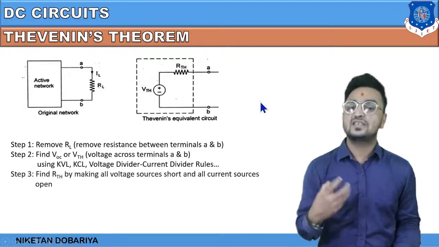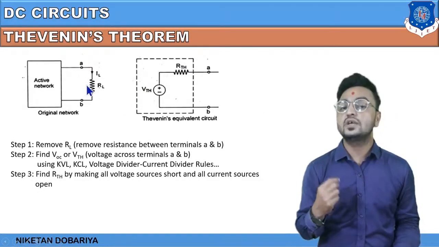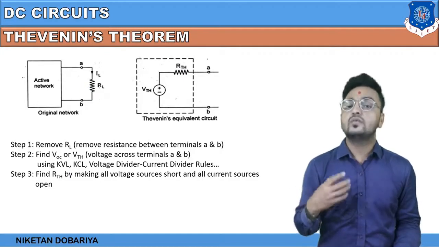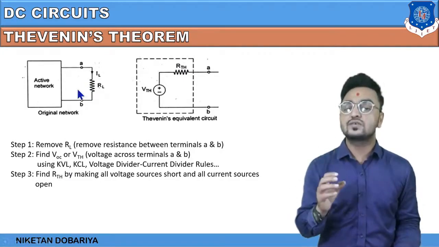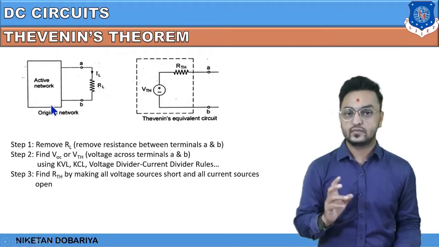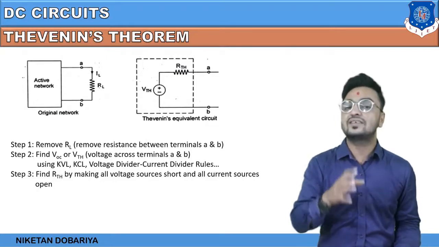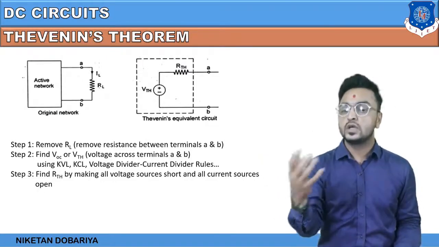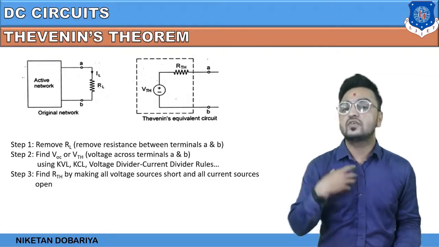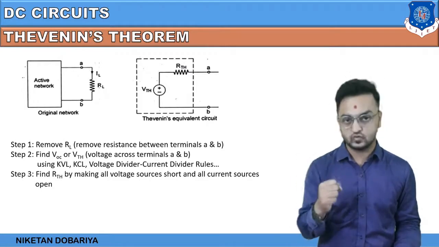Now in our next step, again we will consider A and B as open terminals, but now we will remove all sources present in this network. As we discussed in the superposition theorem, when we replace any voltage source we replace it by a short circuit, as we consider that its internal resistance is approximately or almost zero.